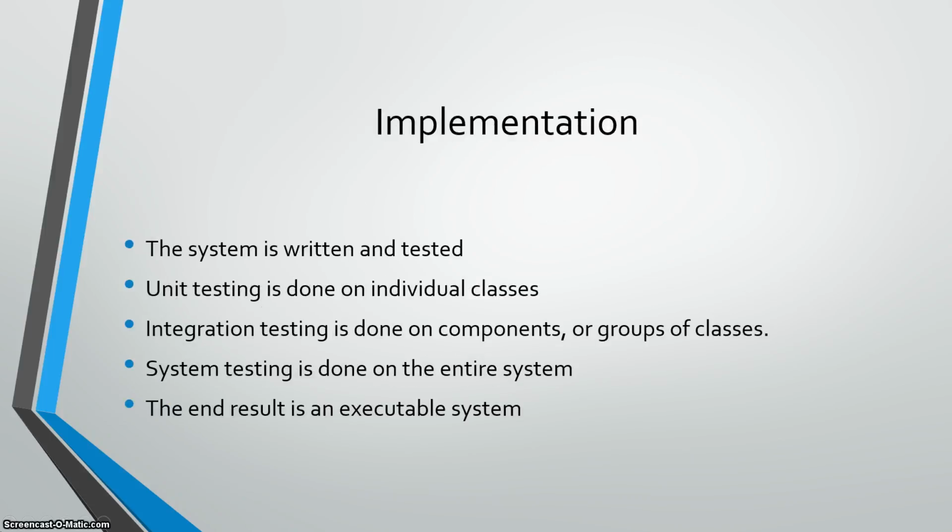The next phase we'll talk about is implementation. This is where the system is actually written and tested. Now the testing done here is different from the testing in the next phase. The testing done here is done on a functional level. You do unit testing on individual classes to ensure that they are functioning independently in the way that they are expected to.